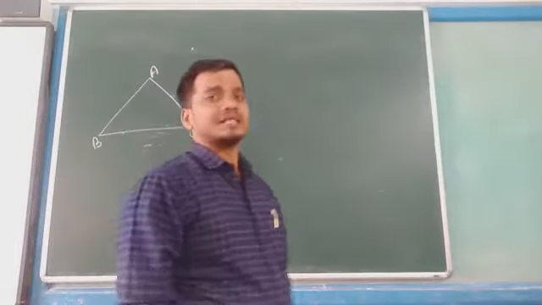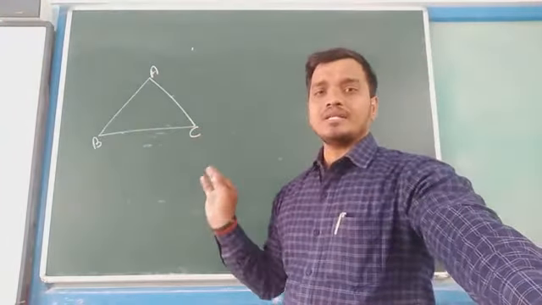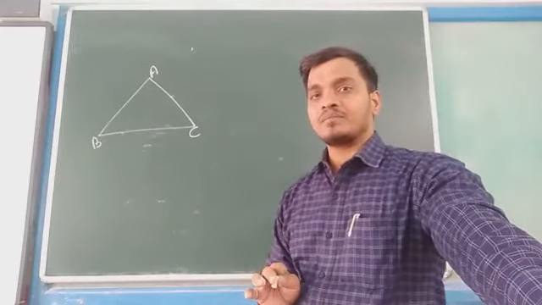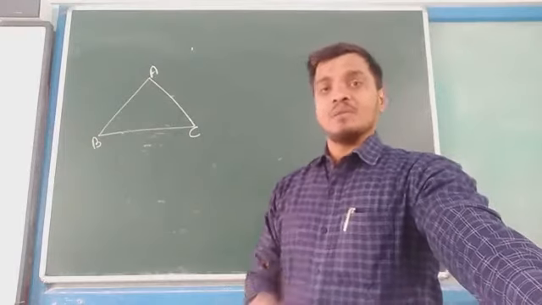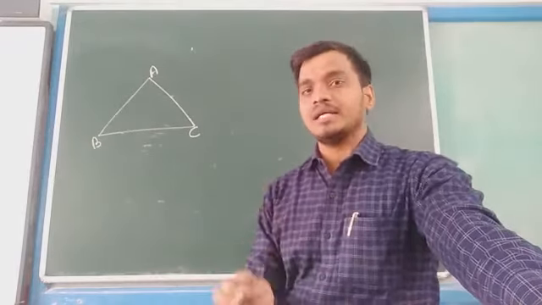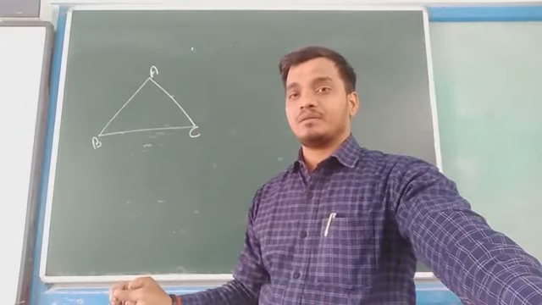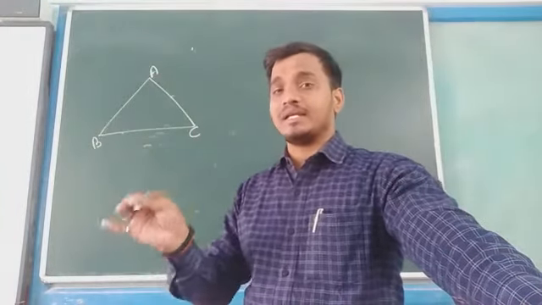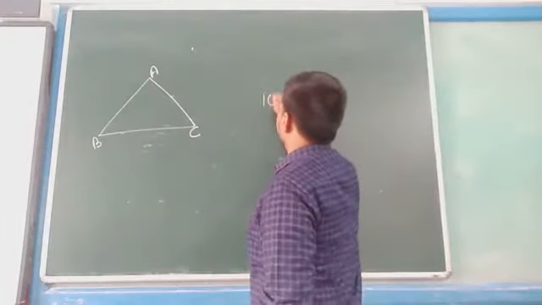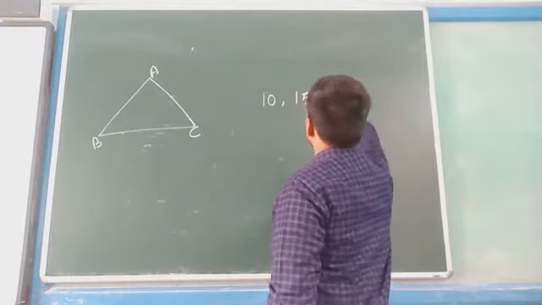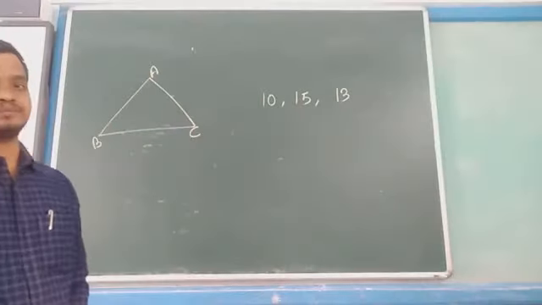The first property of triangles is saying, whenever you add any two sides of the triangle, the sum should always be greater than the third side. That means the sum of any two sides of a triangle is always greater than the third side. Otherwise the triangle is not possible in any condition. Like if I give the question as 10, 15 and 13, frame one triangle with the help of these sides.